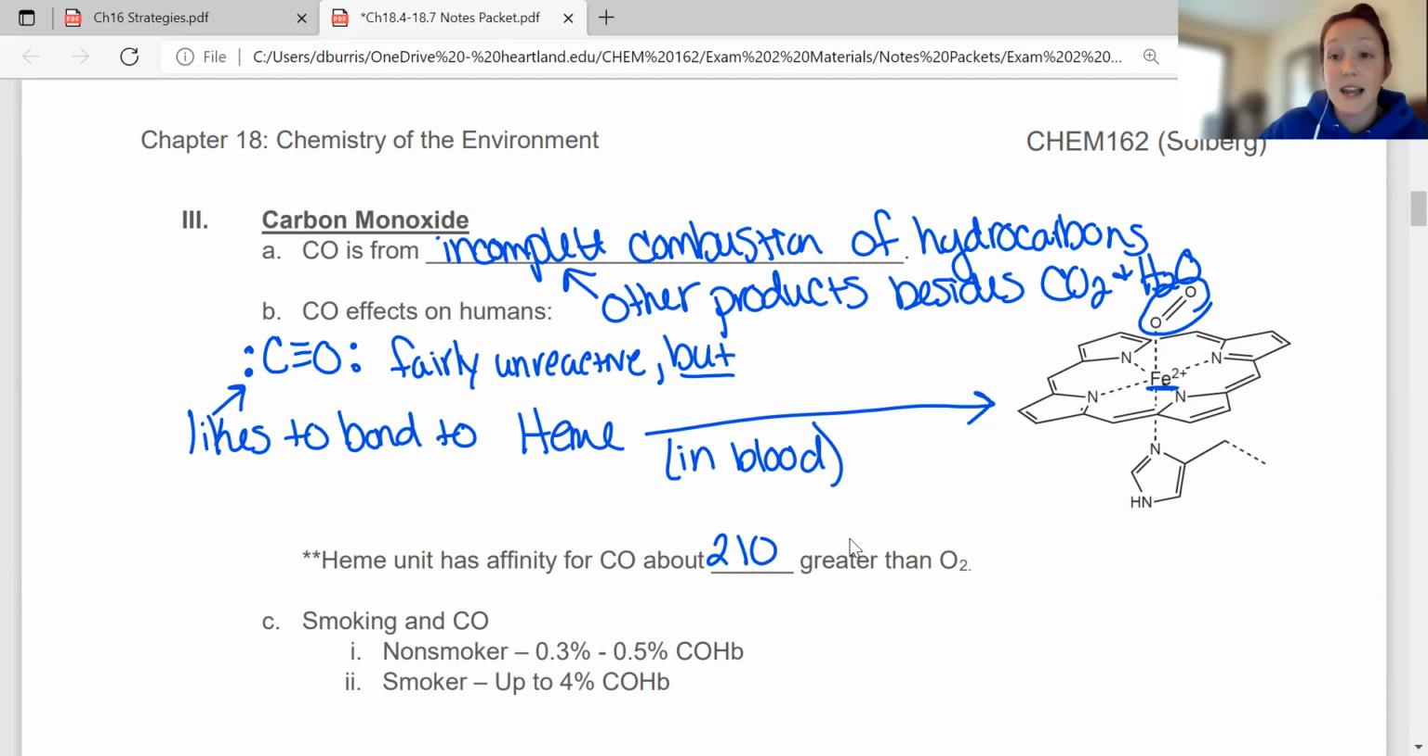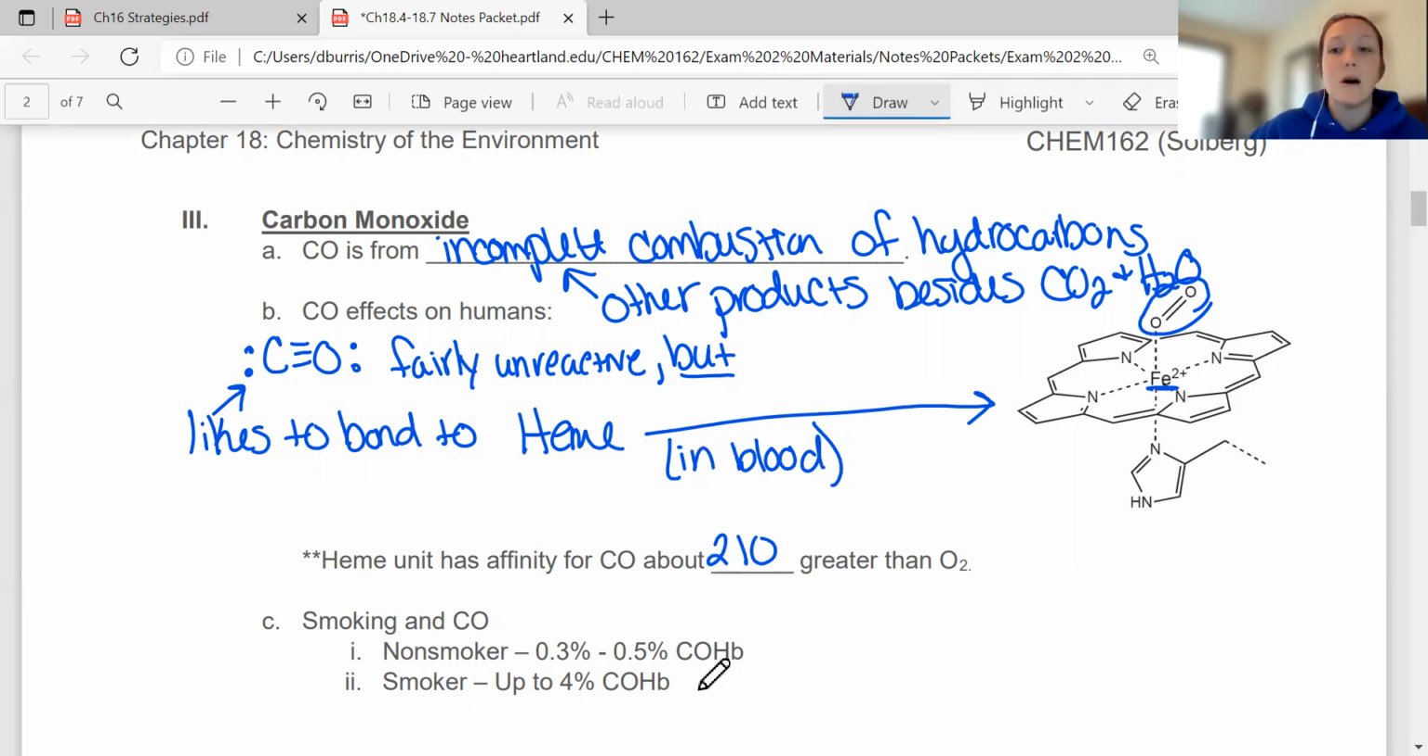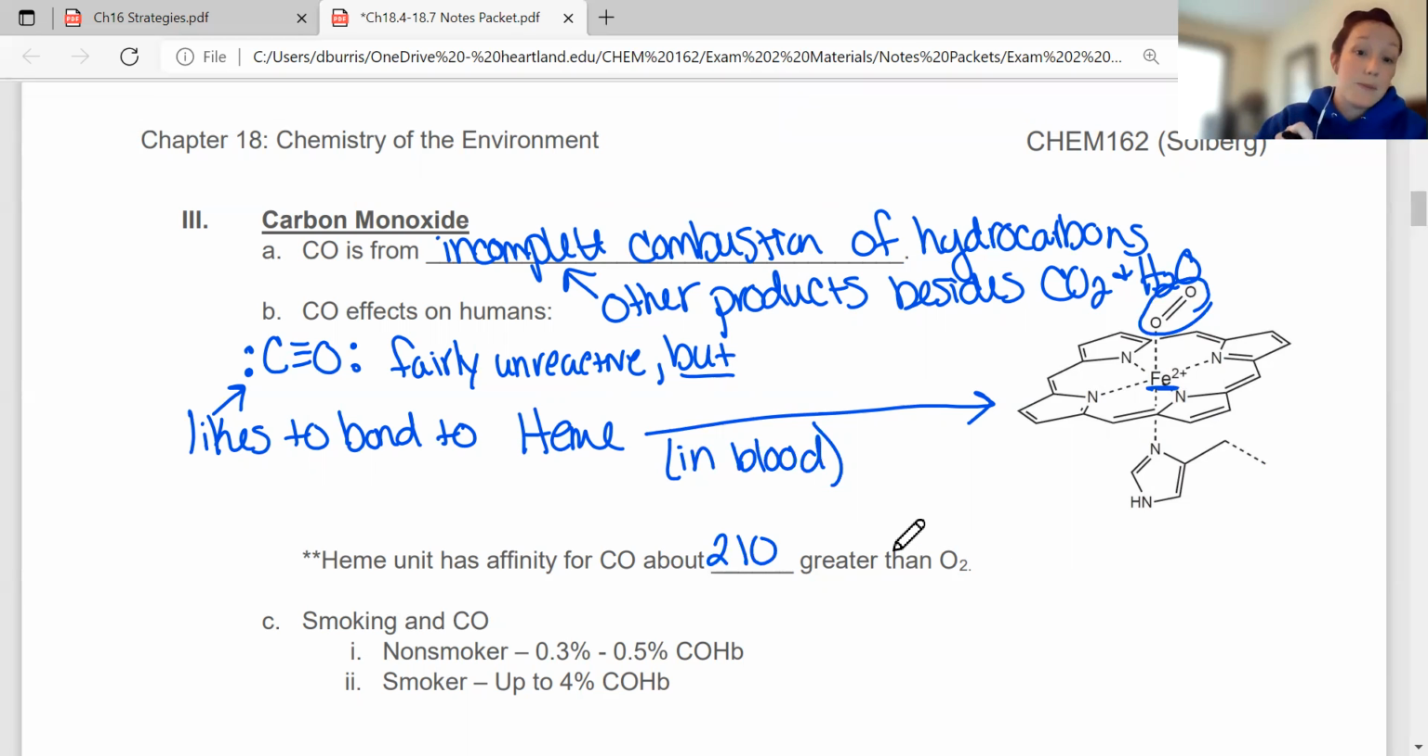So if carbon monoxide is really abundant, it's going to attach to the heme instead of oxygen, and that's where those problems come in. That's what will kill you: essentially your blood not being able to circulate oxygen because it's circulating carbon monoxide instead. So you need to be really careful and keep your carbon monoxide detectors up to date.